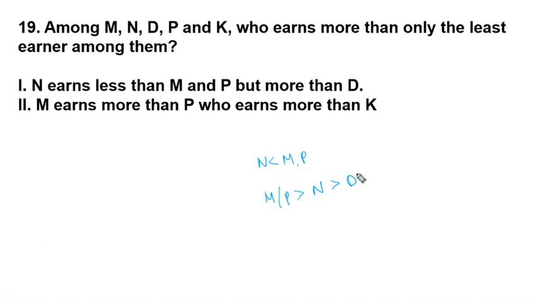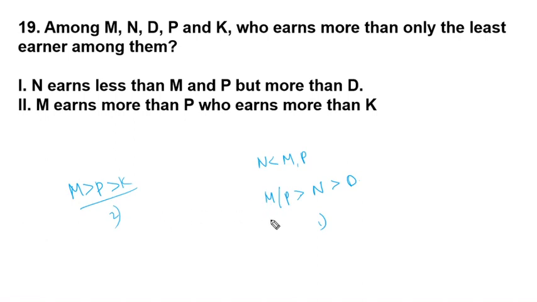Okay, then total we have 5 people. I have got only 3 people. 1, 2, 3, 4. Means in between N and P, we don't know who is more and who is less. Okay, then by using second statement, let's see. M earns more than P. Who earns more than K? So who earns more than K? P earns more than K. So this is what the second statement says.